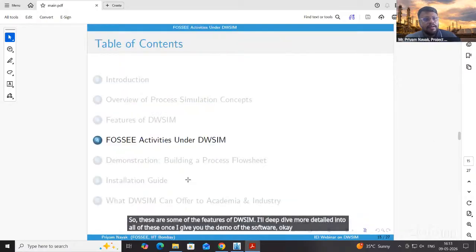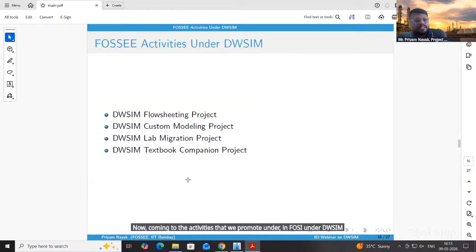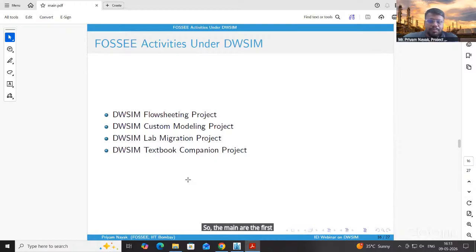Okay. And now coming to the activities that we promote in FOSSEE under DWSIM. These are the different activities that we have: DWSIM flowsheeting project, DWSIM custom modeling project, DWSIM lab migration project, and then textbook companion project. So the main ones are the first three that you see: flowsheeting project.